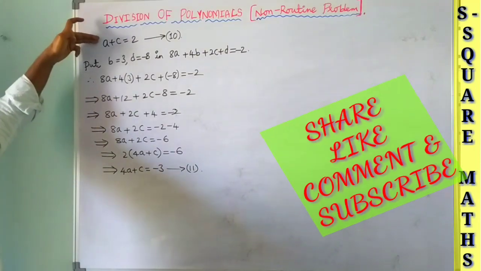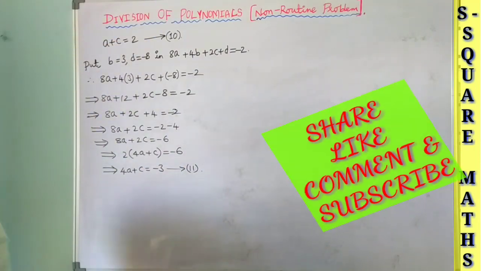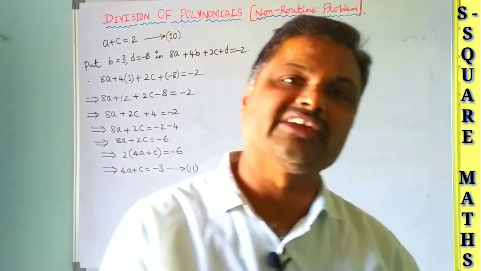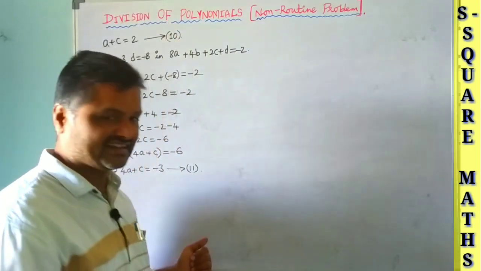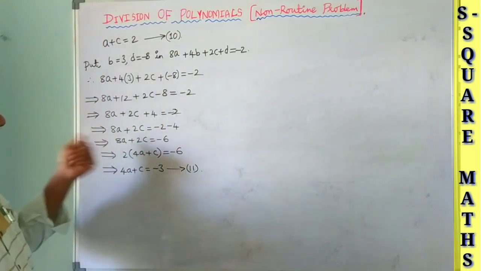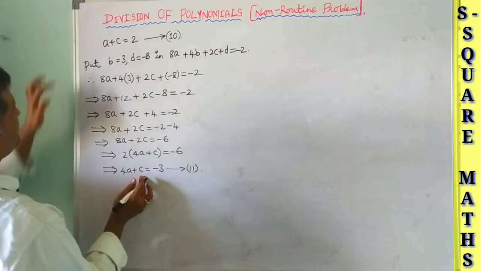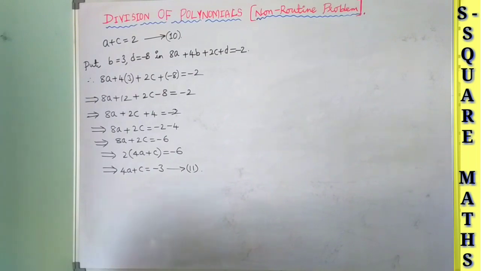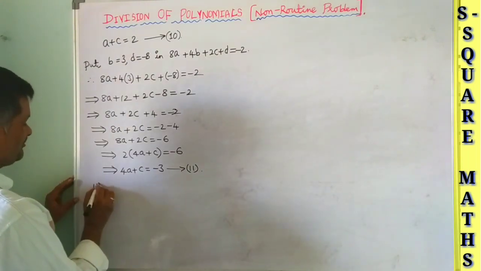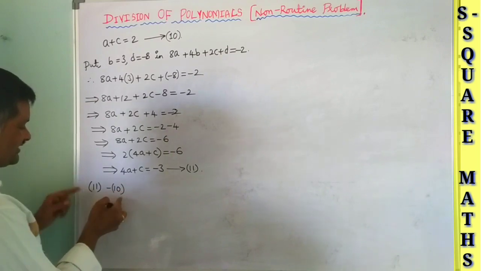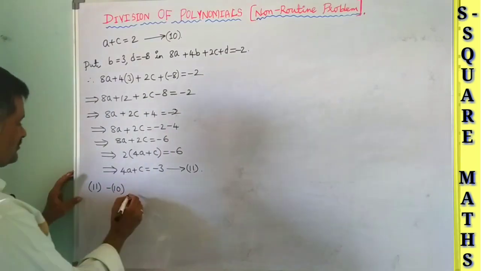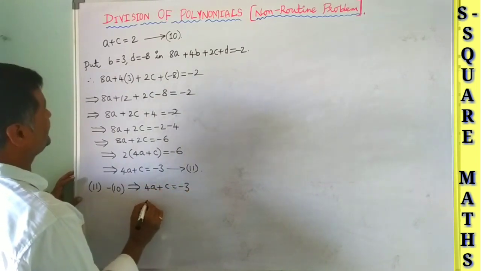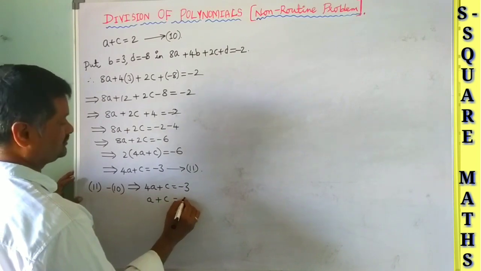Now if you observe carefully, equations 10 and 11 are a pair of linear equations in two variables. Already we discussed it and gone through many problems in our 10th standard, solving for A and C here. So if you observe carefully, 11th equation minus 10th equation. The brackets indicate the equation numbers. So 4A plus C is equal to minus 3, and the 10th equation is A plus C is equal to 2.